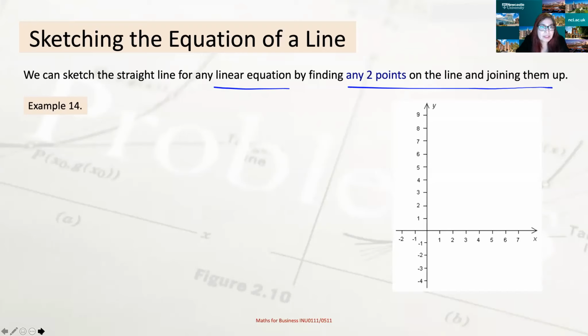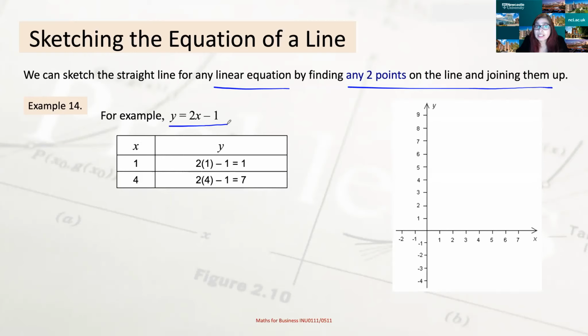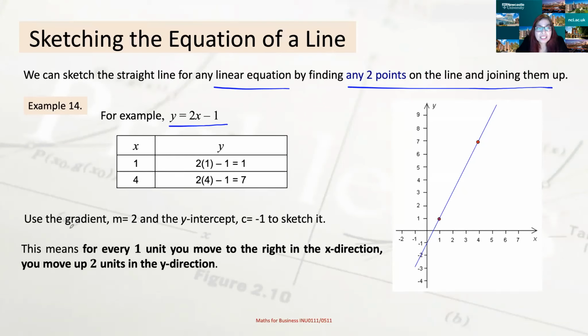For example, y is equal to 2x minus 1. This is our traditional school style of drawing a straight line. You make a table, substitute the value of x in this equation, get the corresponding value of y, and then plot it in your graph. You should know this method also. Now you're going to see how to draw the straight line using the gradient m is equal to 2 in this example, and the intercept c is equal to -1. You just plot the points, join them, and draw the line.